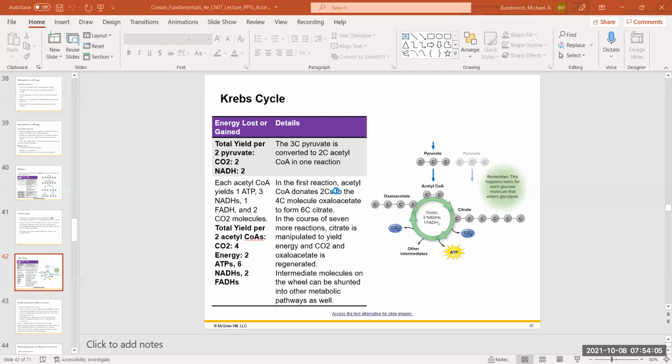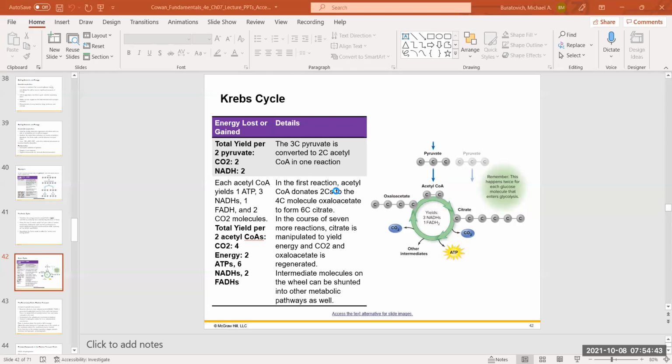So the next stage is you take pyruvate, you convert it to acetyl coenzyme A. That gives you 1 carbon dioxide, which you expect, because acetate has 2 carbons, pyruvate has 3, that's where the other carbon went. And then you also get an NADH out of that. So for every single glucose, you'll get 2 pyruvates and 2 acetyl coenzyme A's out of that.